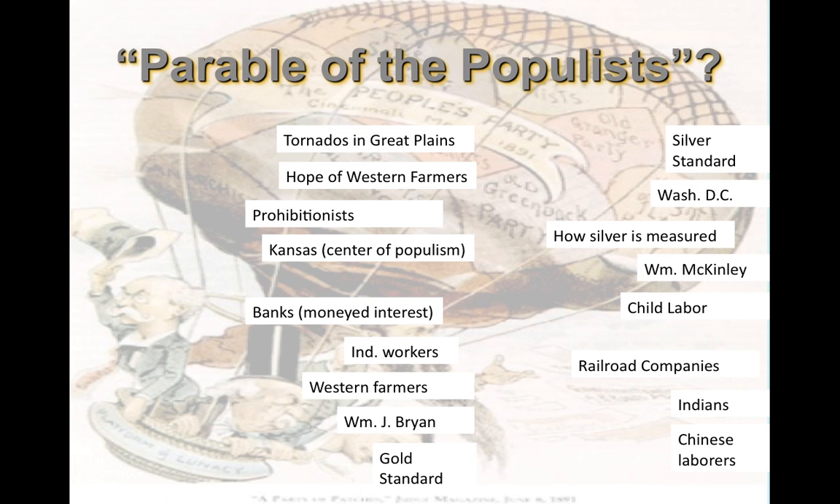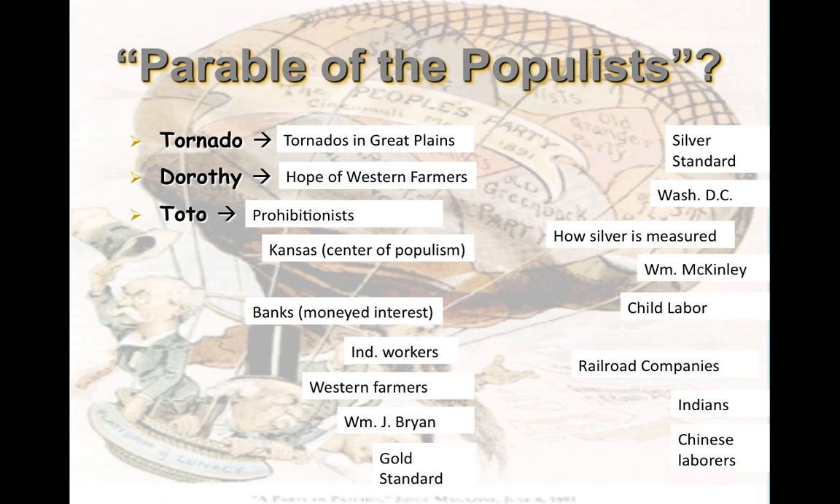Tornadoes on the Great Plains in real life? What was that in the movie? The tornado. Duh, the tornado that takes Dorothy up and flings her off into Never Never Land or whatever it was. Okay, hope of Western farmers is represented by Dorothy. Dorothy is the protagonist of the book and the movie, and she sort of represents the hope of the Western farmers. I don't know why Toto is a prohibitionist, not entirely sure, but I guess he doesn't drink in the movie, so we'll go with that.